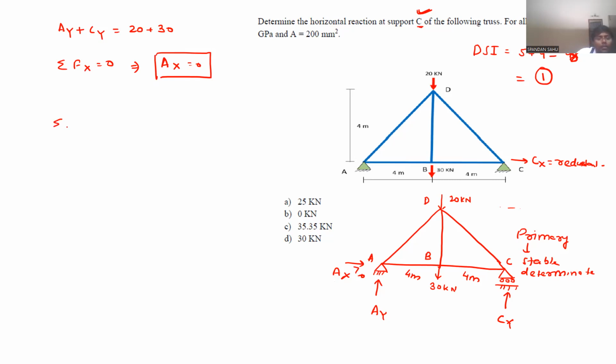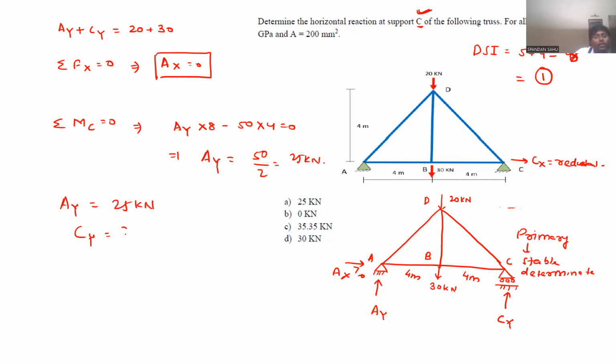Now, when you do summation of moment about point C equal to 0, it will be Ay into 8 minus 50 into 4 equal to 0. So Ay equal to 50 by 2, 25 kilonewton. So that means Ay will be equal to 25 kilonewton and Cy will also be equal to 25 kilonewton.